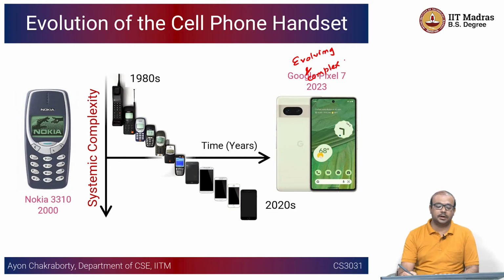So what I wanted to say is the systemic complexity does increase. It is always evolving. Even in maybe the next 10 years, phones are going to be much more complex, and much more compute power is going to be packed in the phones. Already a lot of machine learning and deep learning inferencing tasks are being done on these phones, which was not a possibility 10 or 20 years ago.